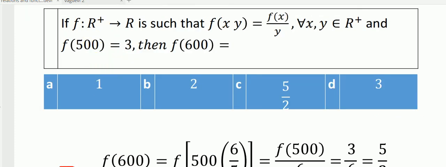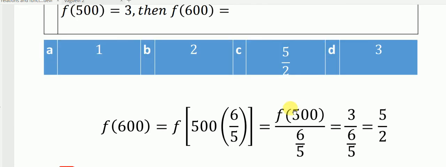If f from R plus to R is a function such that f of x into y is equal to f of x divided by y for all x comma y belonging to the set of positive reals, and it is given that f of 500 is equal to 3, then what is the value of f of 600? So we have option A as 1, option B as 2, option C as 5 by 2, and option D as 3 here. See here, I have to find f of 600.